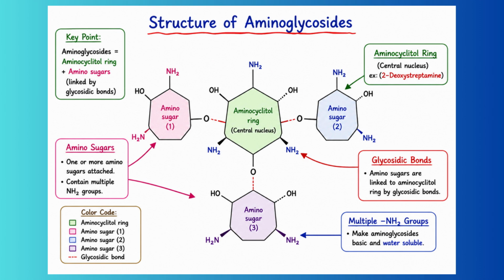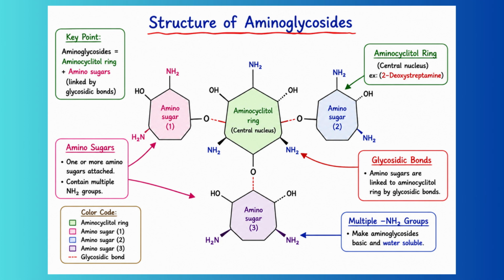The amino sugars are connected to the aminocyclitol ring through glycosidic bonds, represented by the red oxygen linkages in the diagram. These bonds hold the entire structure together and form the complete aminoglycoside molecule. Another important feature is the presence of multiple amino groups, shown as NH2, and hydroxyl groups, shown as O, throughout the structure. These functional groups make aminoglycosides highly polar and water-soluble.